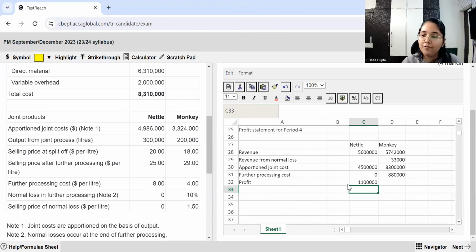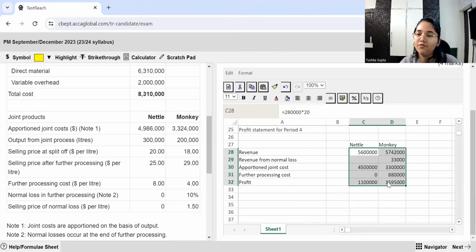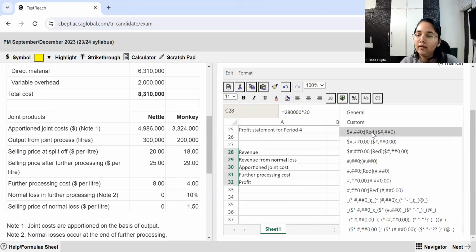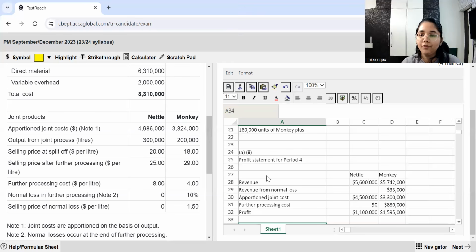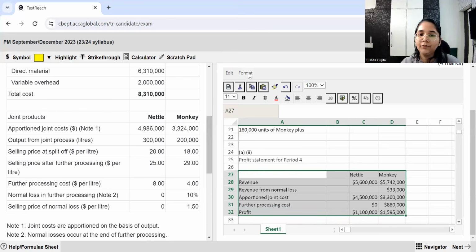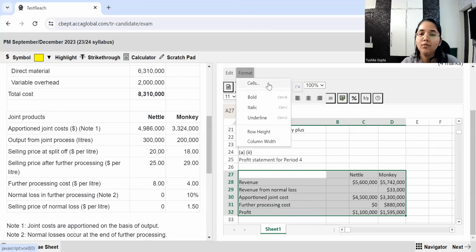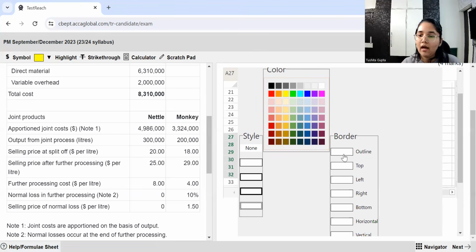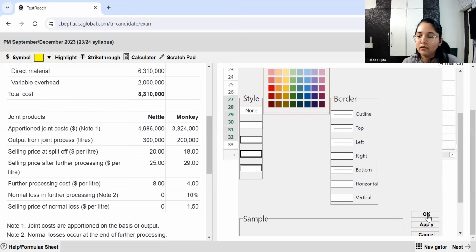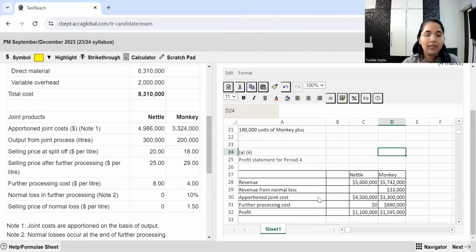So this is going to be my profit for Nettle, and I can copy paste the same formula to Monkey, and this is going to be my profit from Monkey Plus. So these are the values. Again, I can format it in the currency. Right. So this is the profit for period 4 that I'm going to be generating. To make this table look neater, you can always format it and put it in a box. So this is how you can put your answers in the box. Right? Now this is put in a box.